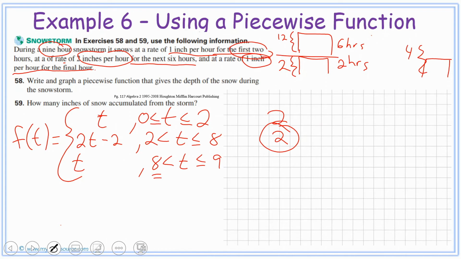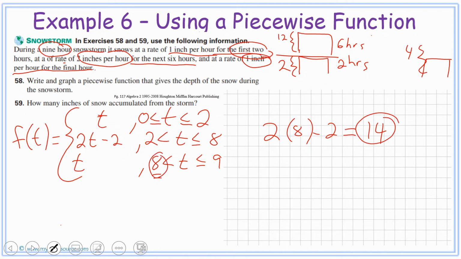And that's not going to work out well, because if we substitute into the last part of the domain, the partial domain, 2 times 8 subtract 2, what I would get is 14. Now if I substitute this 8 into here, I get 8. So that's a problem. This has to pick up where the 14 left off.